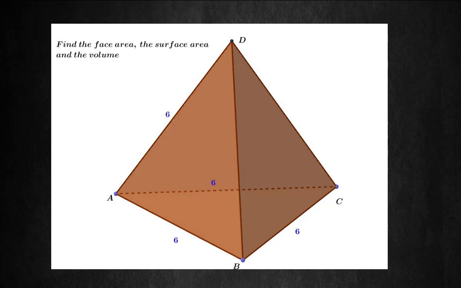Hello, this time we are going to have another problem. This time it is a 3D. It is about the regular tetrahedron. So we have to find the face area, the surface area, and the volume. This is a 3D figure, so it's a little complicated, but we are going to slowly go through it.